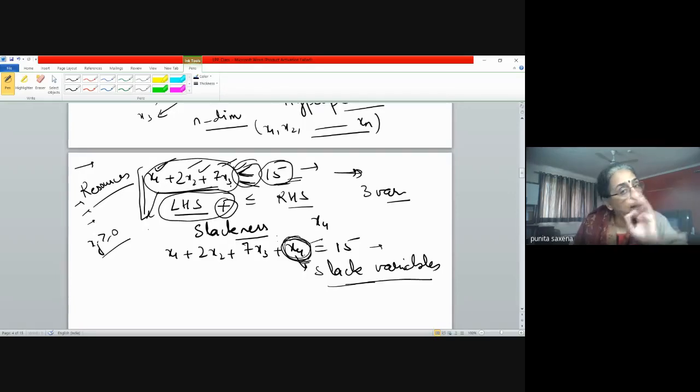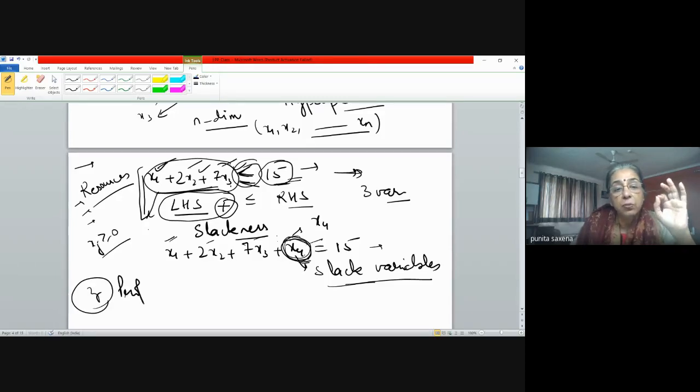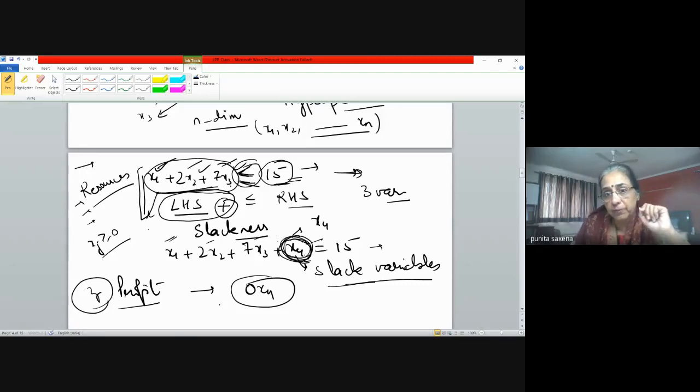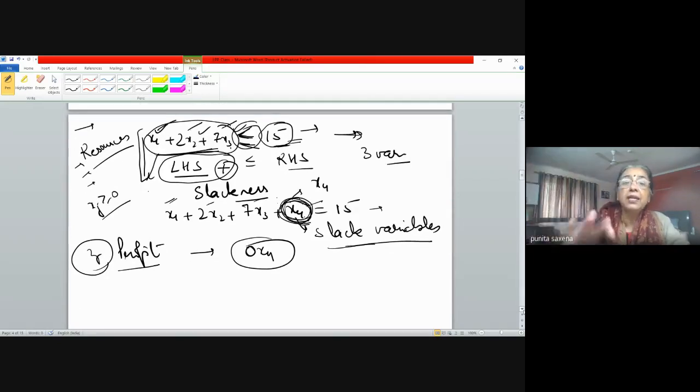And since they do not have any physical significance, see, chair, table, and a bookshelf were contributing to my objective function. My objective function was what? To maximize profit. Each chair, each table, each bookshelf was giving me some profit. But the slack variable, since it does not exist physically, obviously it will not fetch me any profit. So its contribution in the objective function is going to be 0. So in the objective function, we can always write it as 0x4. We'll come to it when we come to the actual simplex method. But what we need to understand is that algebraically also we can convert any inequality into equality.